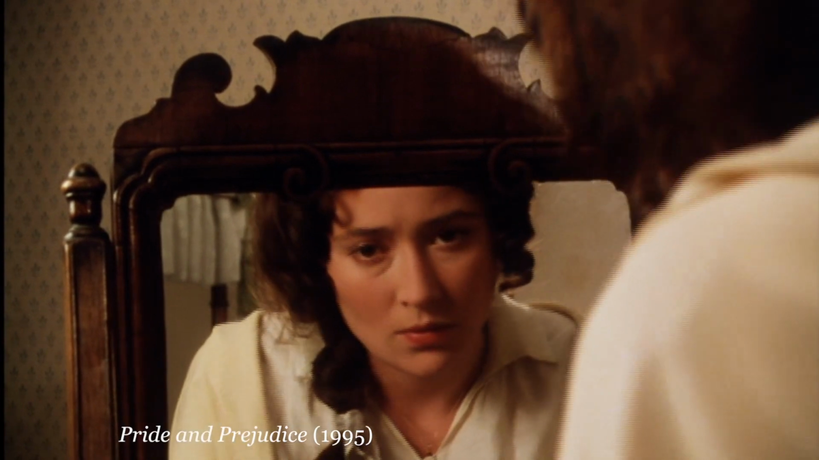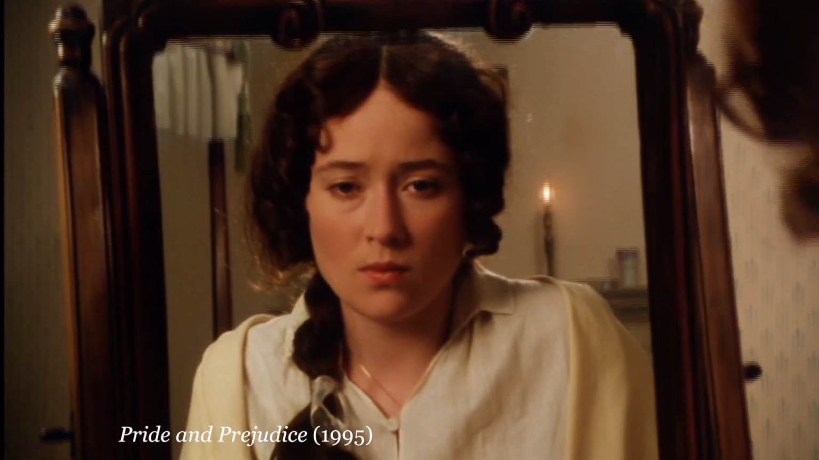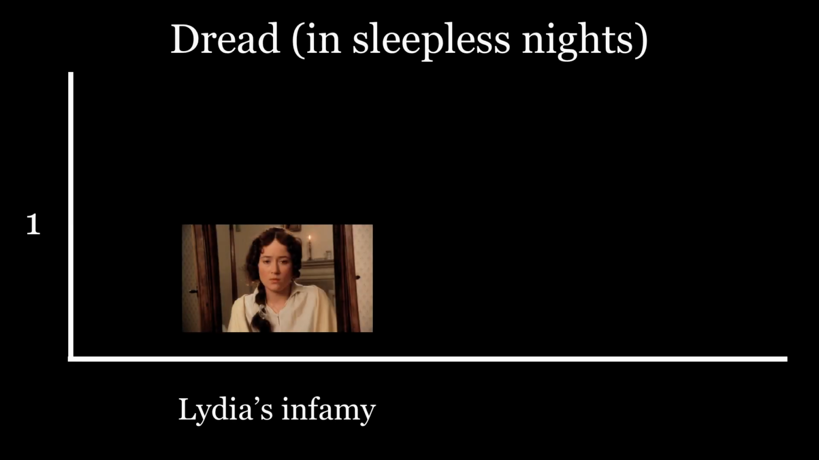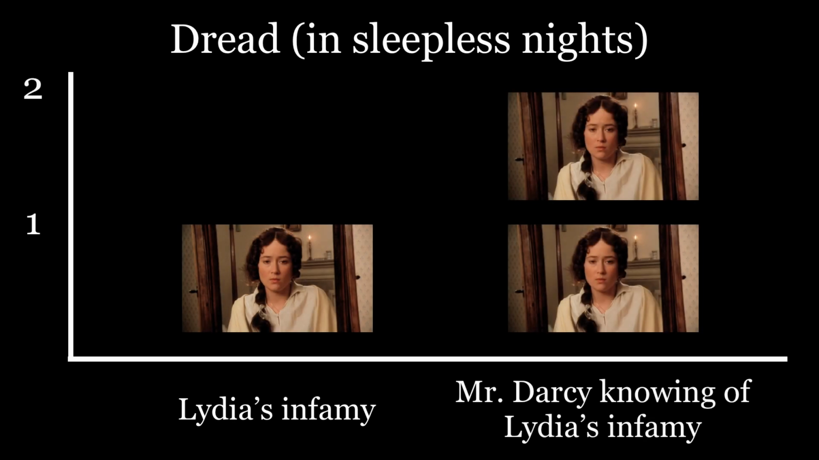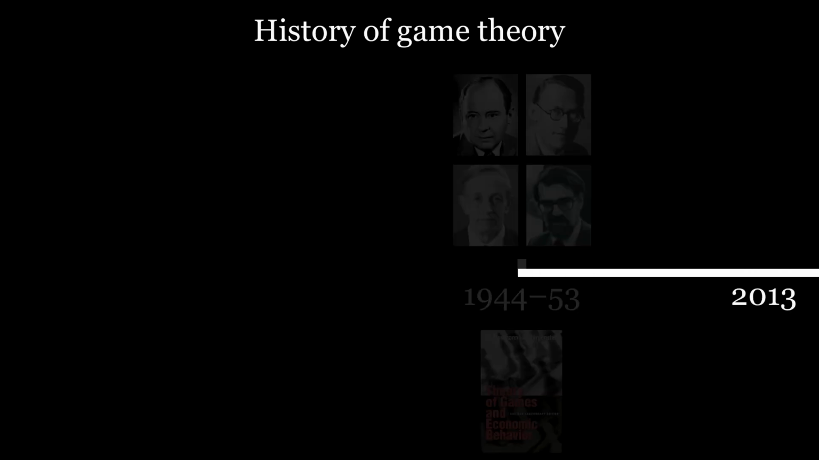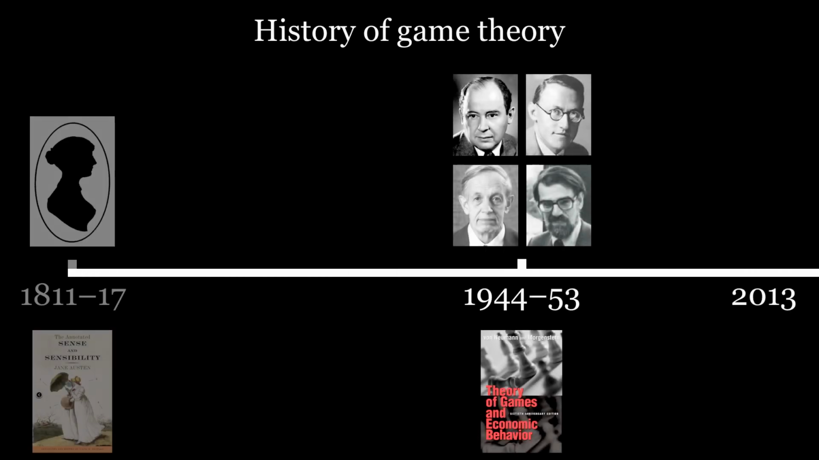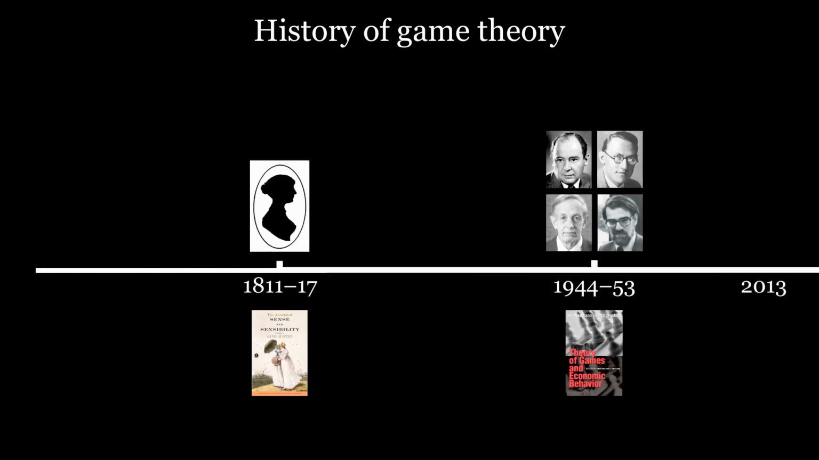Austen even sometimes uses numbers to talk about feelings. For example, she mentions how dread can be measured by sleepless nights. 200 years ago, long before game theory became an academic field, Austen was way ahead of us. But people have actually been talking about strategic thinking for centuries.